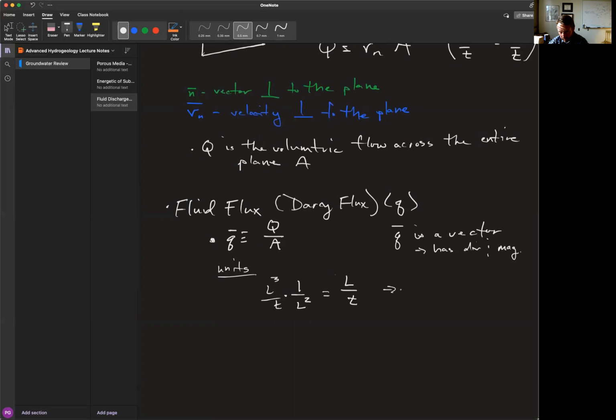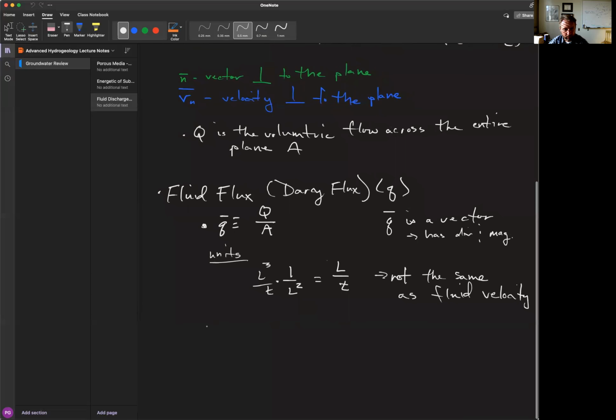I'm going to say this. It's not the same as fluid velocity, even though it has similar units. It is the discharge per unit area. And I'm going to show you why that is not equal to the fluid velocity, especially for us in porous media.